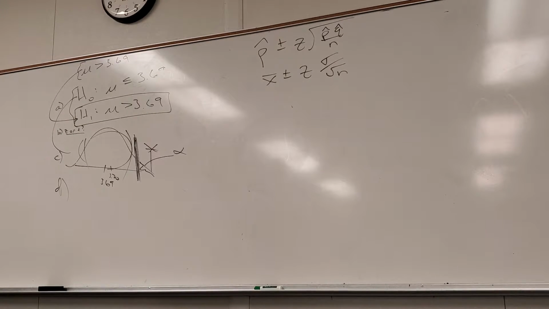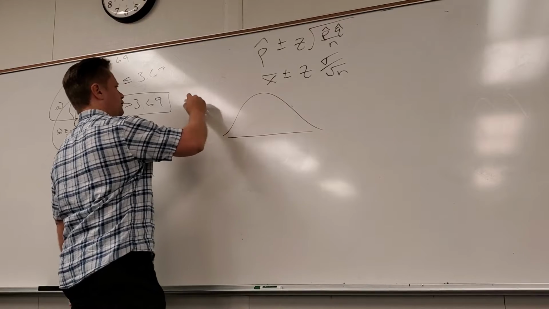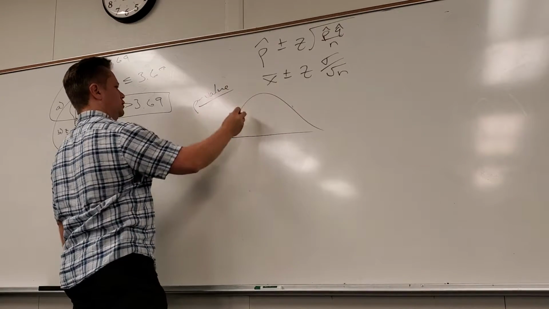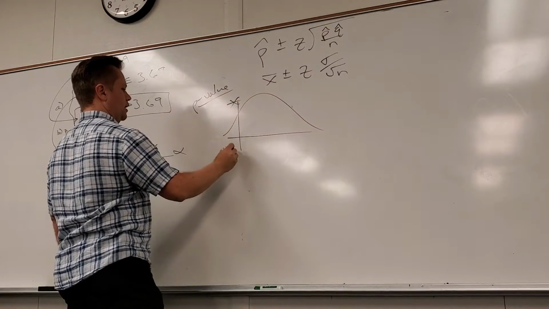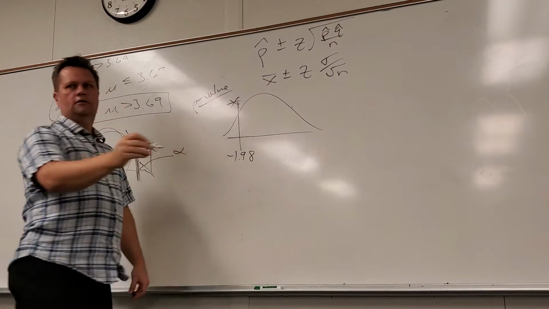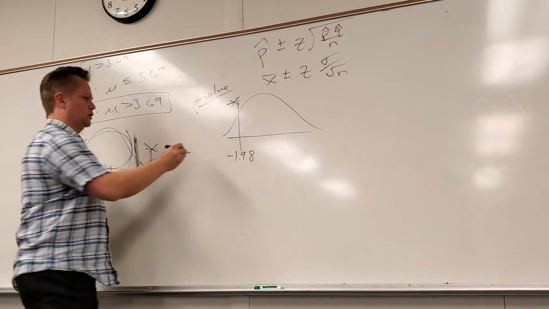It's like the opposite end of the graph, right? It totally depends. Here's a good question. Can you guys figure out the p-value for this situation if my z-star was negative 1.98? Can you guys figure out what the p-value would be? This is z-star.